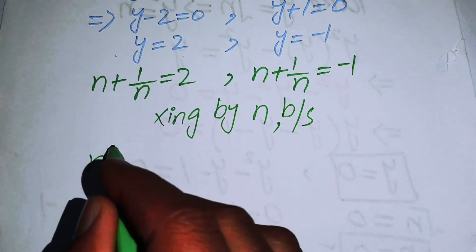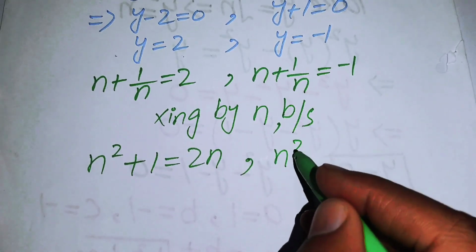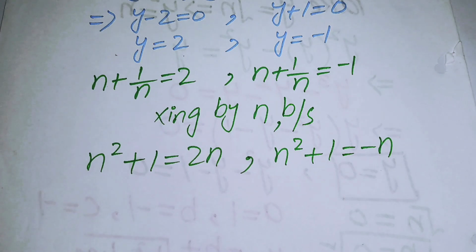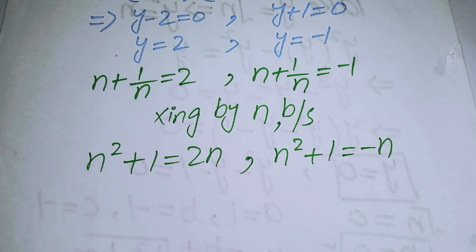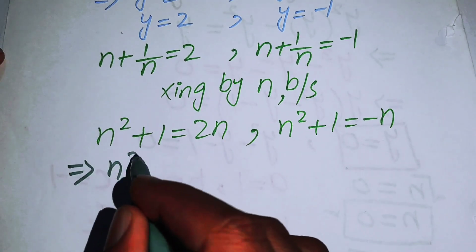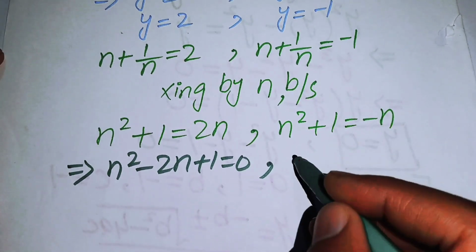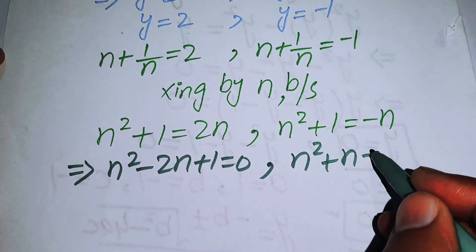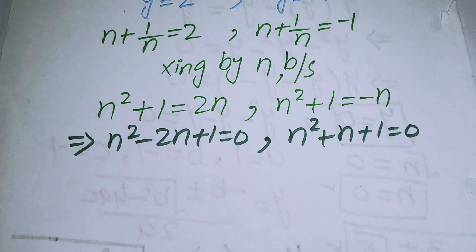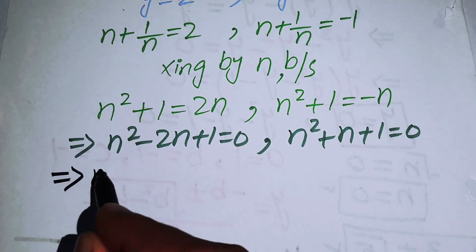So when you multiply the first case by n, then you get n² + 1 = 2n, and the second case you get n² + 1 = -n. So now we rearrange the terms. In the first case we have n² - 2n, we move 2n to the left hand side, + 1 = 0. Similarly here you get n² + n + 1 = 0. So now we make the factors of both of these equations and we get the values of n.